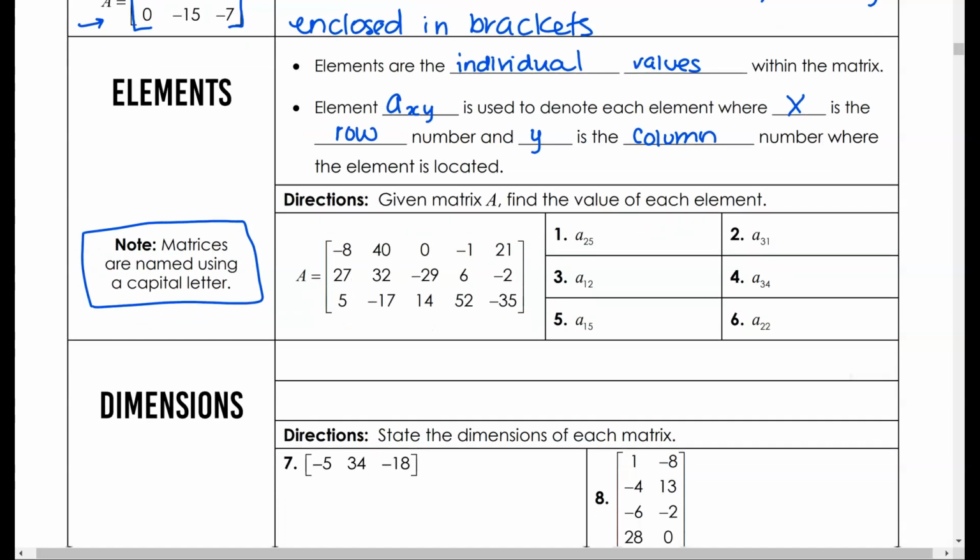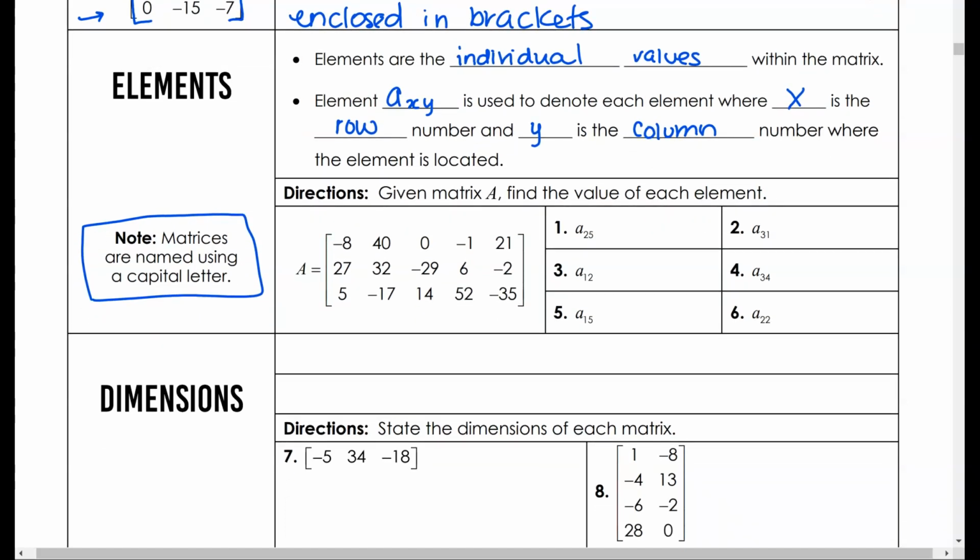So let's fill in this example here. Given a matrix A, find the values for each element. So A with a subscript of 2, 5. This is telling us we're looking at row, because remember it's always x comma y. So this is the row, this is the column. So we're looking at row 2, column 5: 1, 2, 3, 4, 5. So row 2, column 5, that's this value right here, and so that's how we get -2.